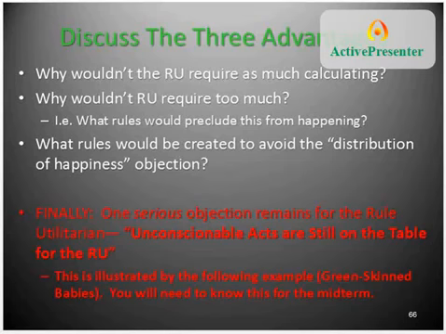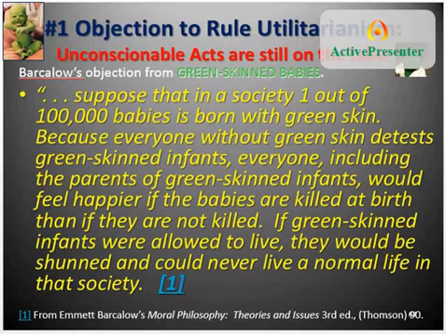Talk about these advantages on the discussion board if you want. Now, one serious objection remains for rule utilitarianism. Unconscionable acts are still on the table. The end still justifies the means for rule utilitarianism, even though you're using this different method to calculate, looking at millions of cases instead of one act. So a philosopher named Brandt came up with this. This is his objection from green-skinned babies.